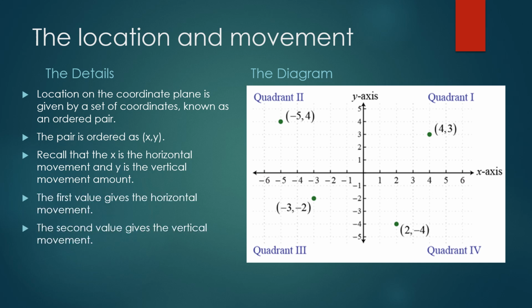While the second number is going to be the vertical movement. Again, if it is negative, we move down. If it's positive, we move up. So here we can see in this ordered pair 4, 3. 4, 3 represents we went to the right 4 because it's positive, and we went up 3 because 3 is positive. While the other ones are negative 5, 4, negative 3, 2, and finally negative 4.